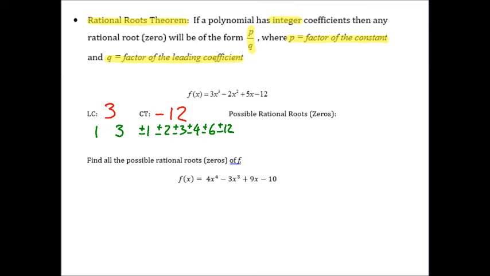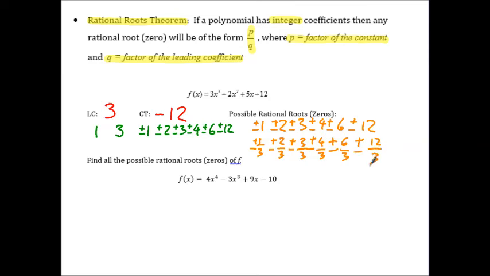Well then, let's start. We have all the factors of the constant divided by 1. In other words, they stay the same. We got plus or minus 1, plus or minus 2, plus or minus 3, plus or minus 4, plus or minus 6, plus or minus 12, all divided by 1, so basically they stay the same. And then we have all those same numbers again divided by 3: plus or minus 1/3, plus or minus 2/3, plus or minus 3/3, plus or minus 4/3, plus or minus 6/3, plus or minus 12/3.